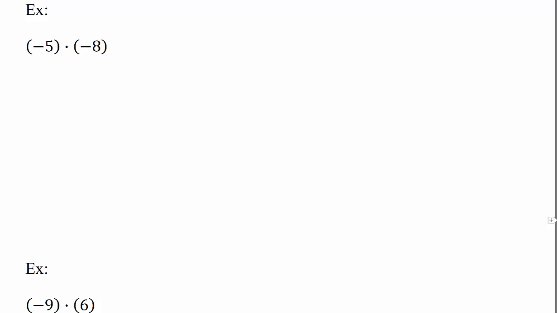Let's look at this example. Let's take -5 and multiply it by -8. So again, forget about the signs and just worry about the numbers for the first part. Let's take 5 and multiply that by 8, and we will get 40, and then that's a negative and a negative, so the signs are the same, therefore that result will be positive.